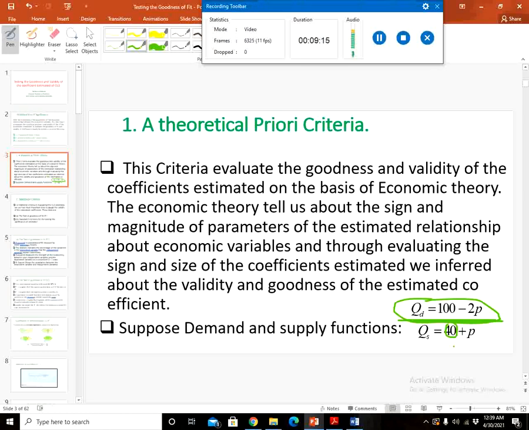Here we see that in the supply function which we estimated, beta naught is positive while the slope beta 1 is also positive. We can state that the slope fulfills the economic a priori criteria while the intercept beta naught doesn't follow the basic economic criteria, and we can state that this supply function is invalid.